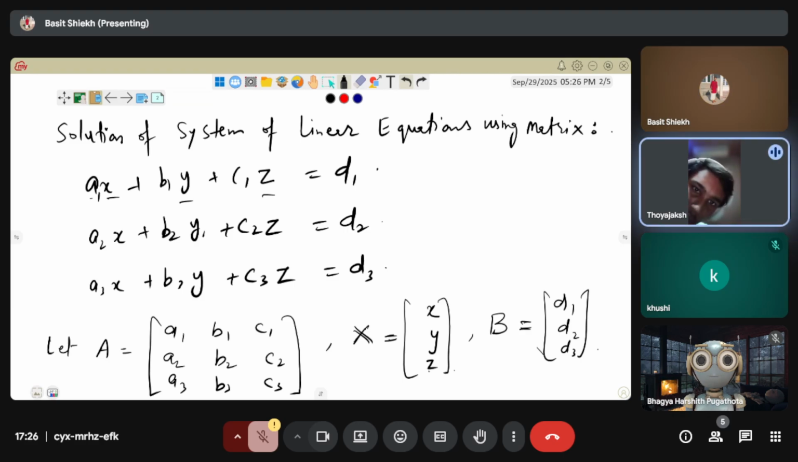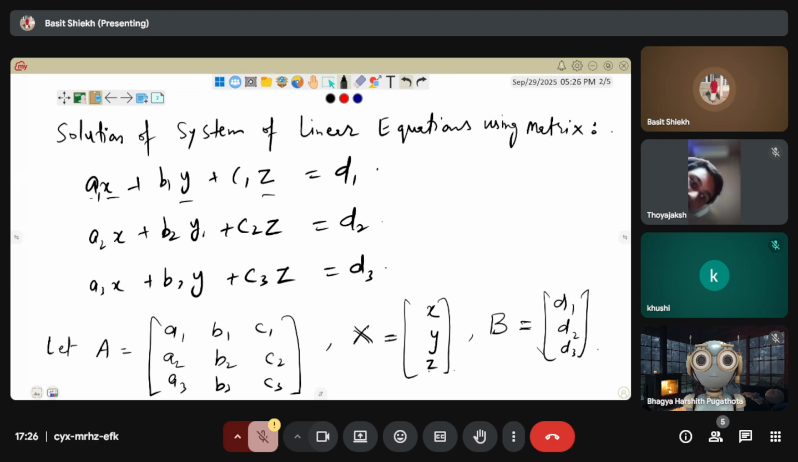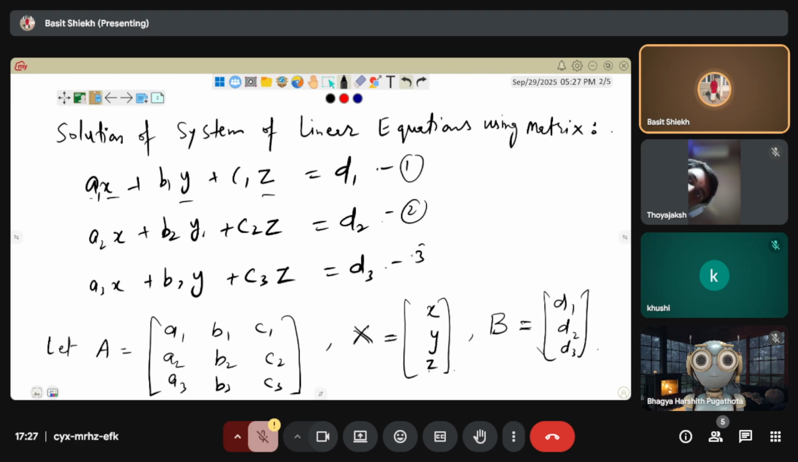We have three linear equations in three variables. The first equation is this, this is the second equation, and this is the third equation. If we solve them simultaneously, we have the elimination method, substitution method, and cross multiplication method. This matrix method is actually the cross multiplication method, but in a refined form.